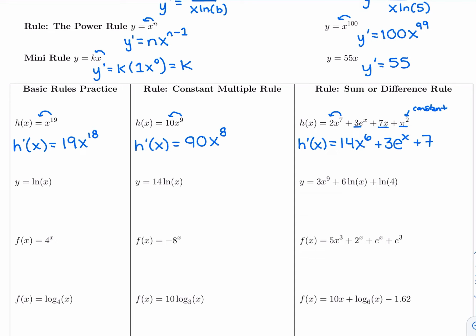All right, let's keep practicing, see if we can see some patterns. Calculus is a study of patterns. The more you do it, the easier it'll get. We'll start to pick up on some of these patterns.